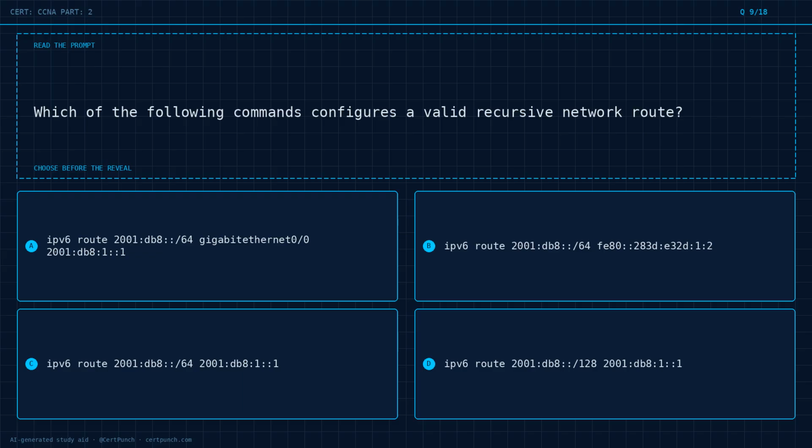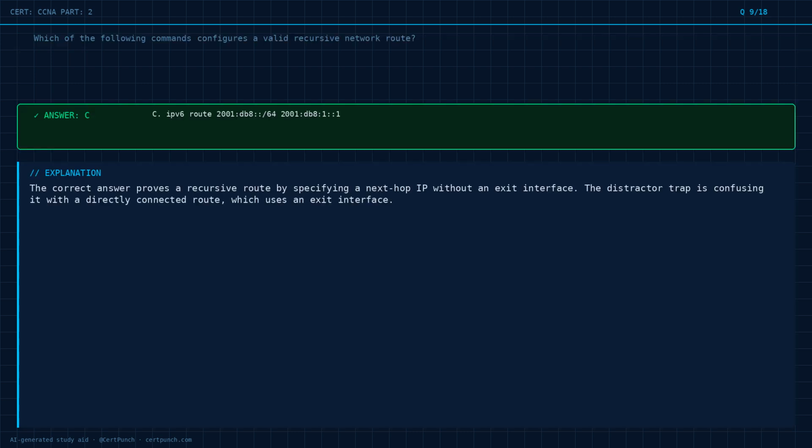Choose the best answer before the reveal. Commit to it now. The answer is option C. Key cue. The correct answer proves a recursive route by specifying a next hop IP without an exit interface. The distractor trap is confusing it with a directly connected route, which uses an exit interface.